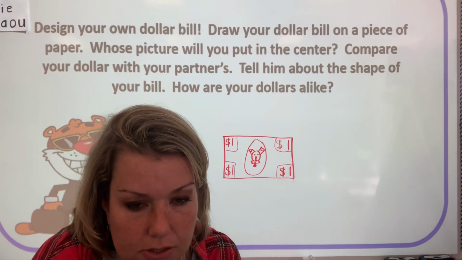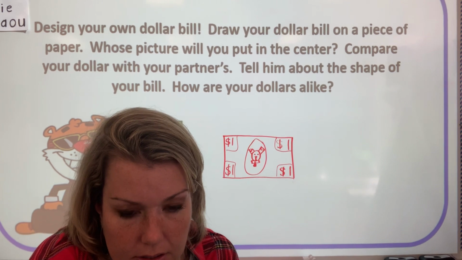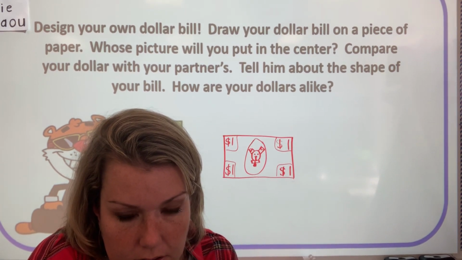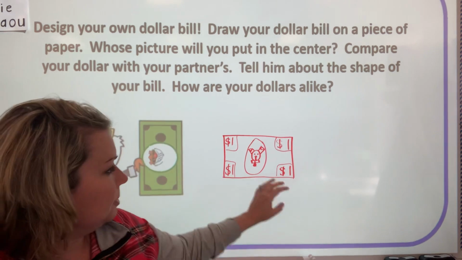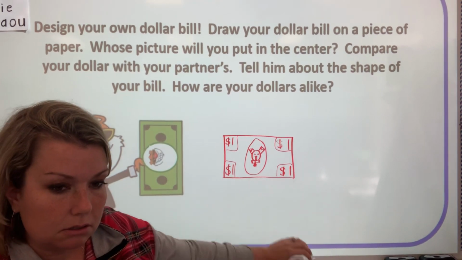Elliot, do you have a question, sweetie? Where do you put the dollar bill? You can just put it in the box. Okay.